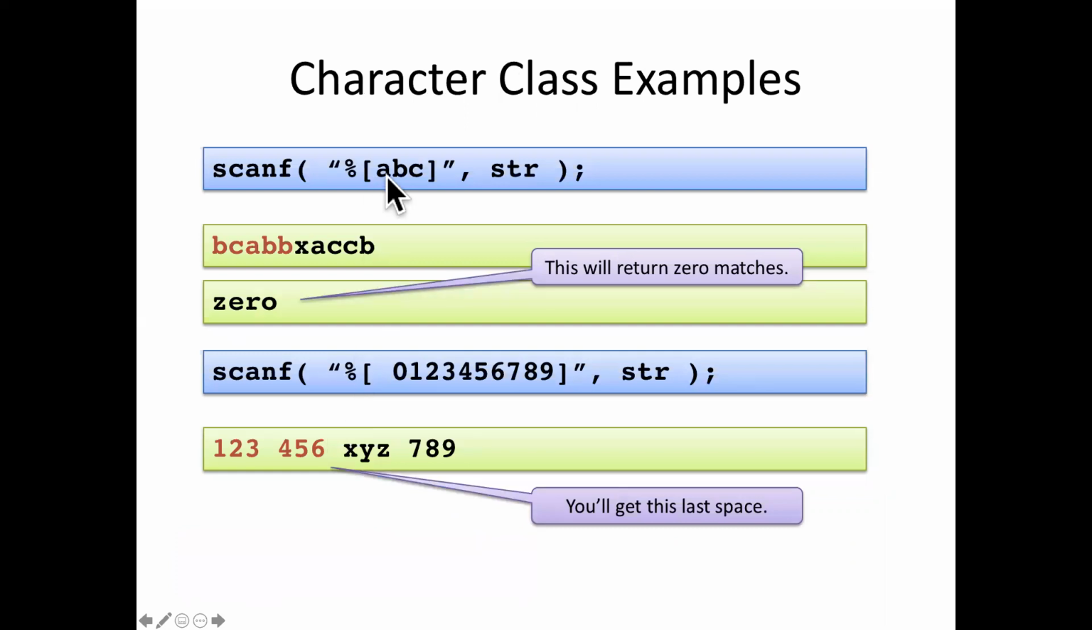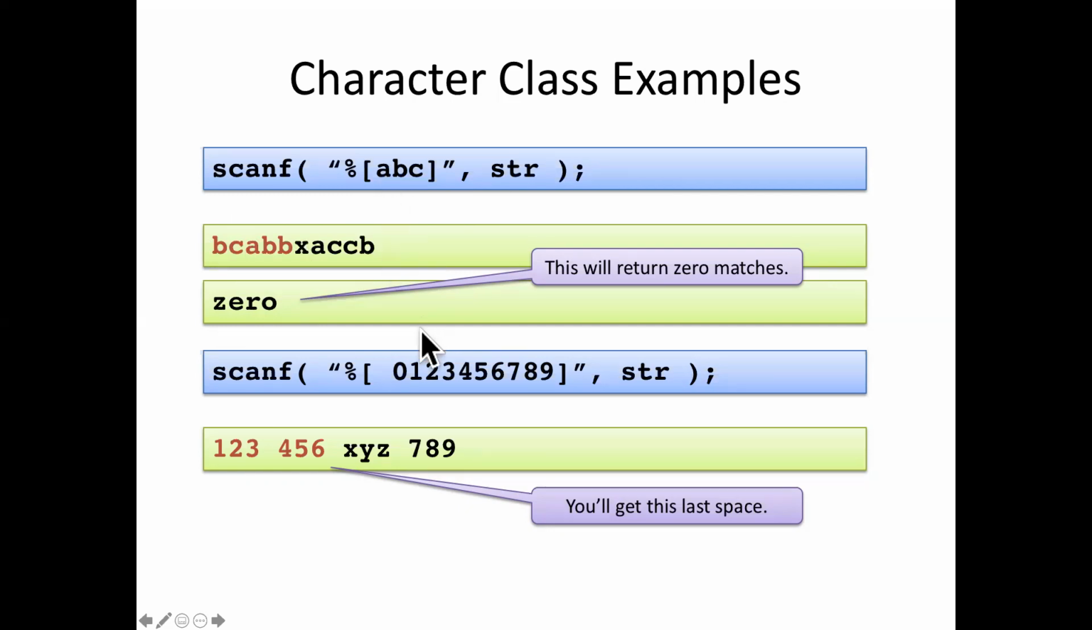Well, same example as before, read me a string consisting only of A's, B's, and C's and store it here. If you had input that looked like this, you just get these red characters. B, C, A, B, B are in the set. X is not. So it's going to stop right there, and you're just going to get the first part of this input line. If you tried to read this, you're not going to get anything because this first character Z isn't in the set that you said.